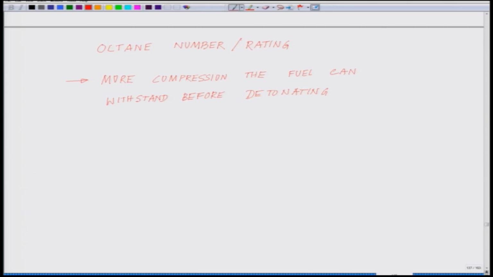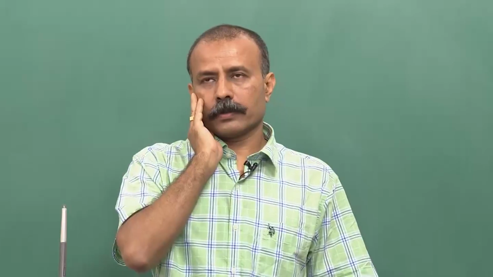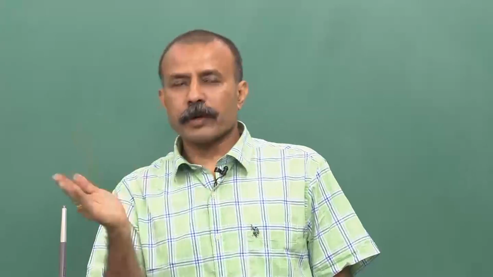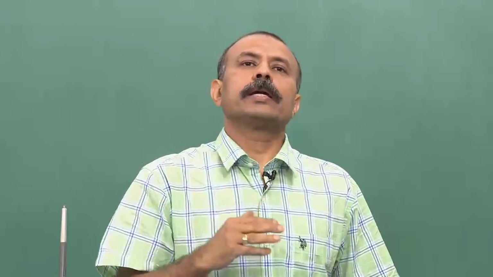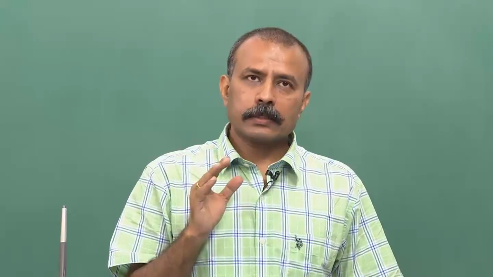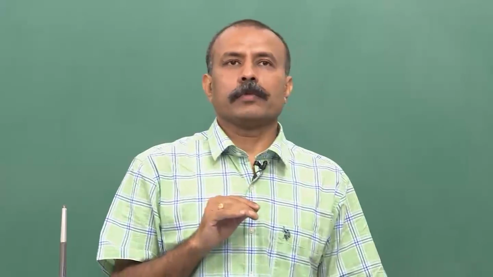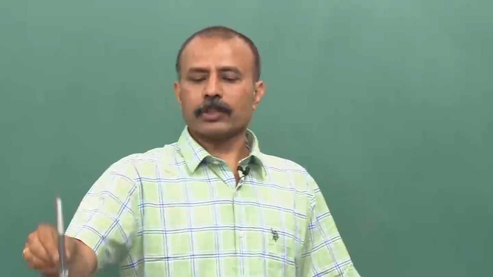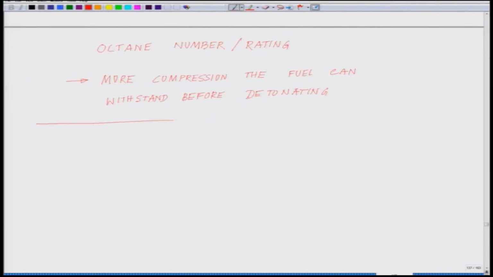So, any fuel which could be compressed with respect to another fuel before it detonates is the octane number. So, going by the definition of the octane number, you can call it basically it is determined. So, let us see how it is being determined.